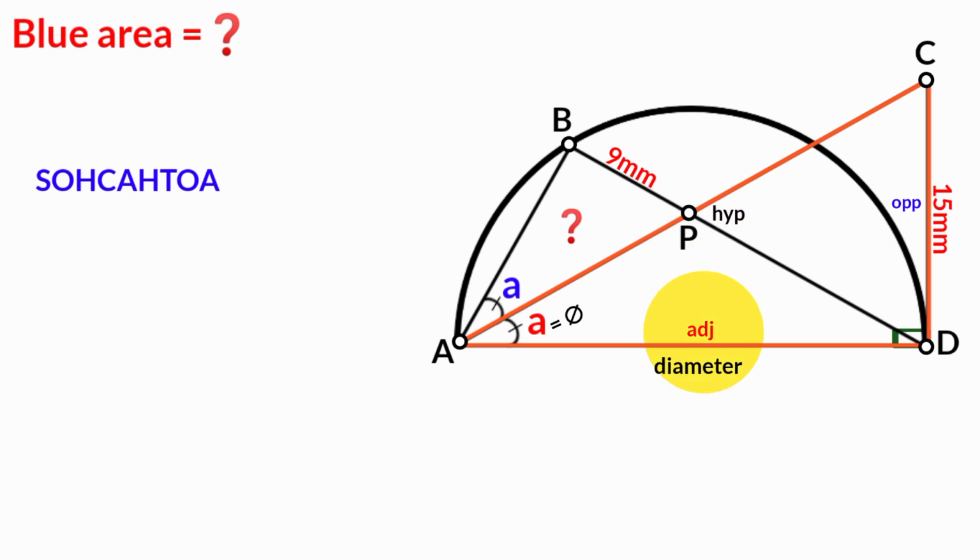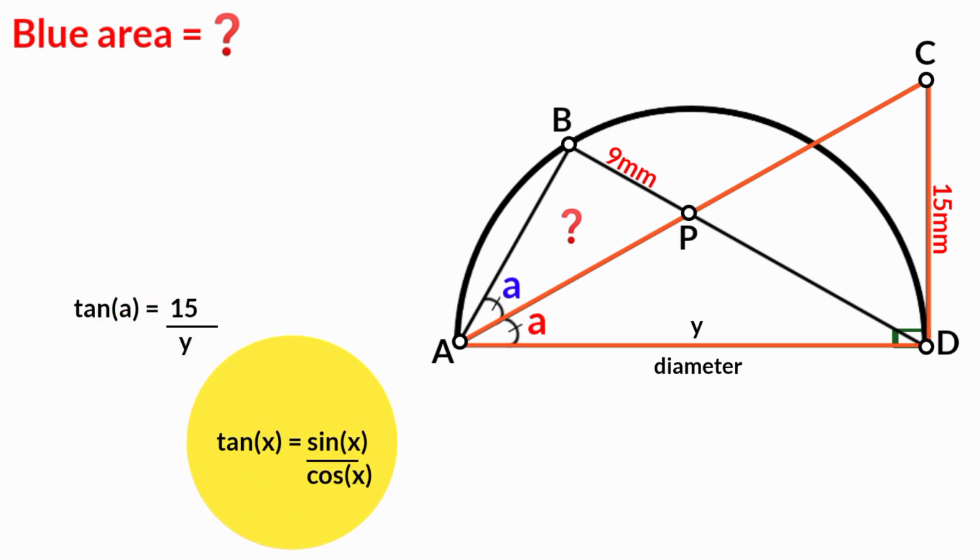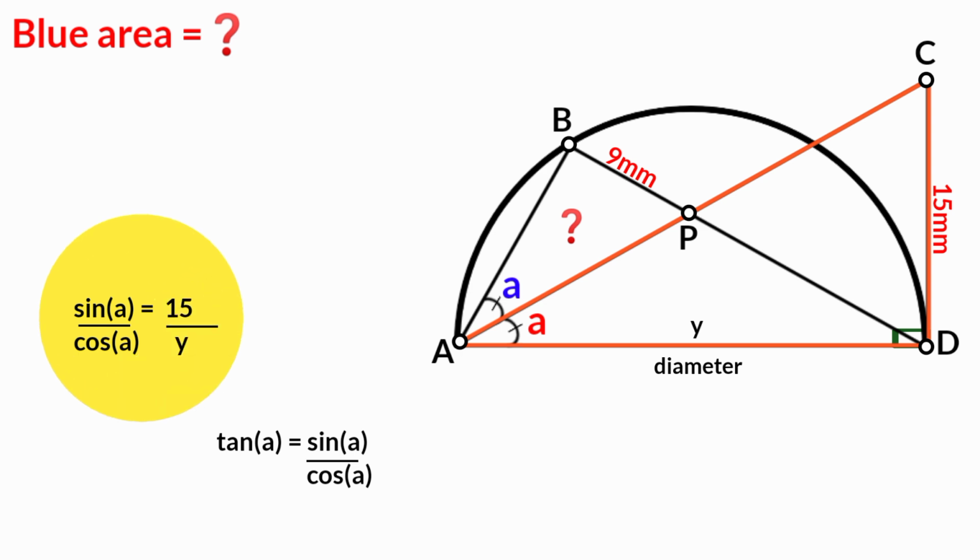Let's assume the length of this adjacent side to be y. From here now, TOA means tan theta equal to opposite over adjacent. Theta is A, opposite is 15, and adjacent is y. So tan A equal to 15 over y. Now from trigonometry, there is an identity that tan x equal to sine x over cos x. We let x equal to A, substitute here. Now tan A equal to sine A over cos A. So sine A over cos A equal to 15 over y.